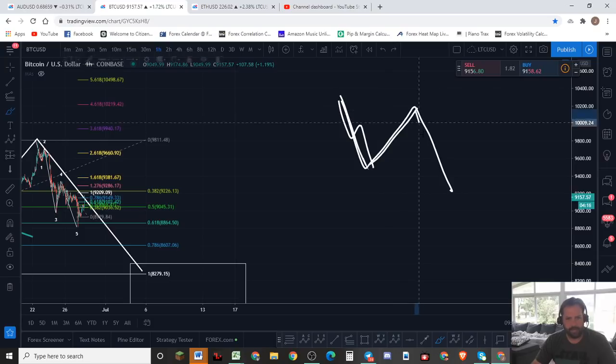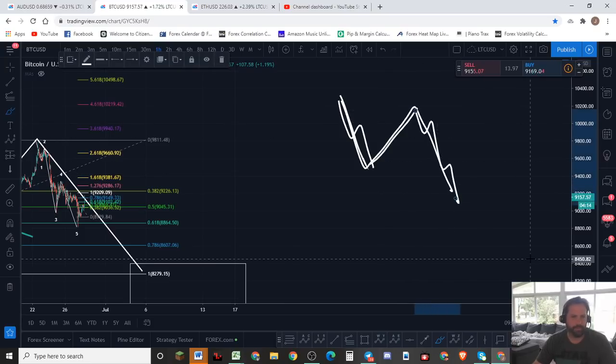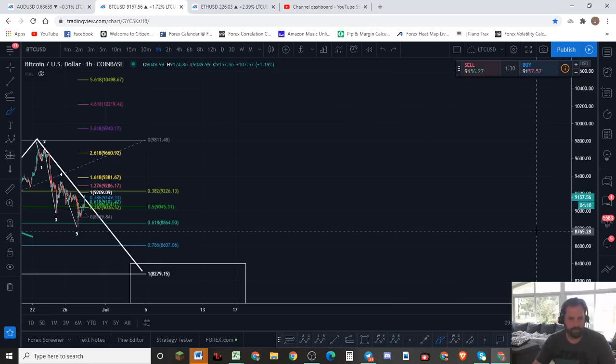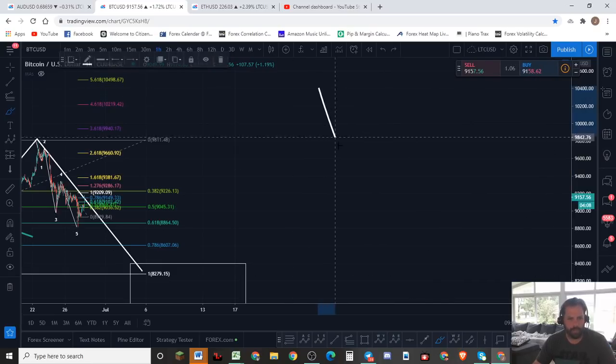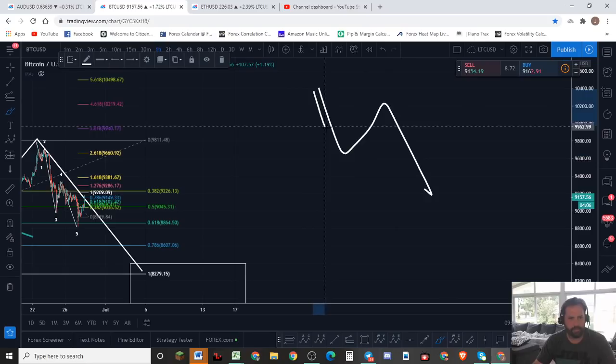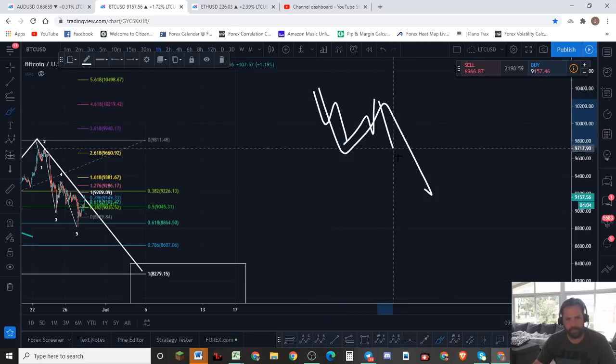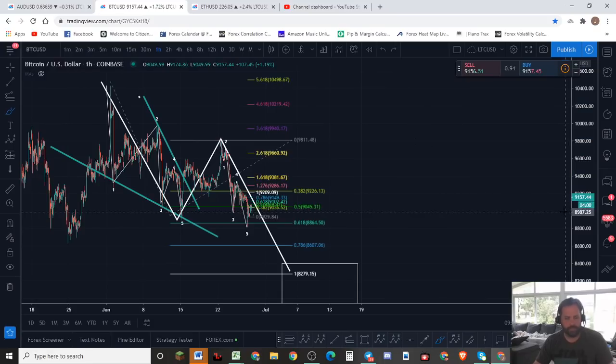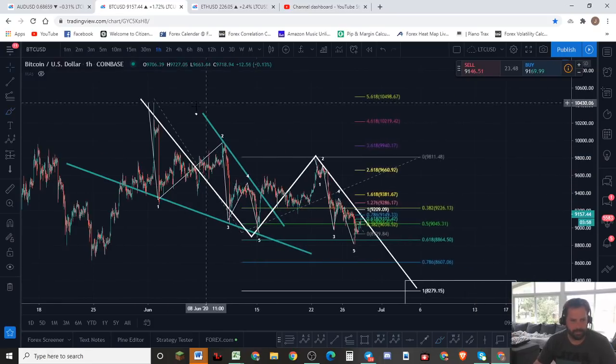That's a flat, okay, and then C is always five waves, so that's a flat. That's a 3-3-5. Or you can have a WXY, which is a three wave, a three wave, and then a three wave. All right, so let's look at what we have and see what the possibilities are.